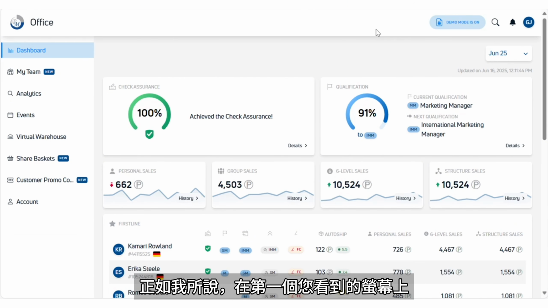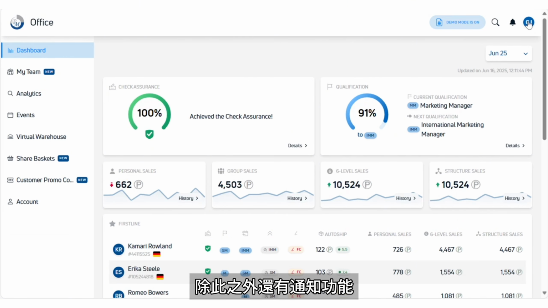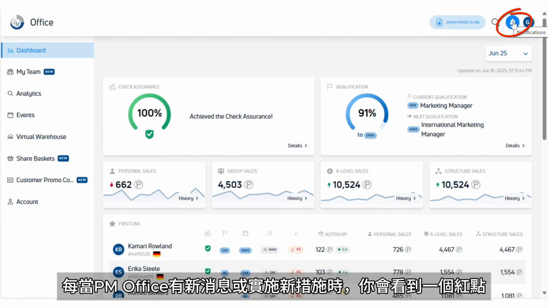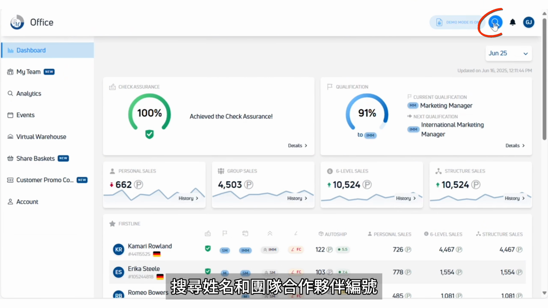So here on the first screen, as I said, you can see the name and the team partner number. Beside that, there is a notification function. Whenever something new is implemented in the PM Office, you will find there a red dot that news are waiting for you. You can use the search function to search for names and team partner numbers.